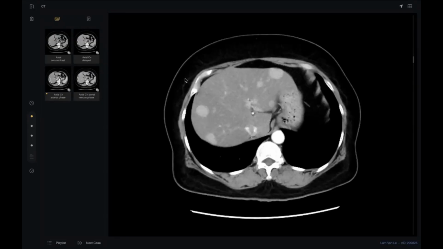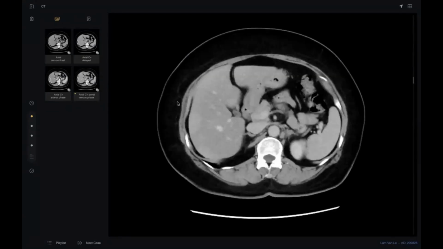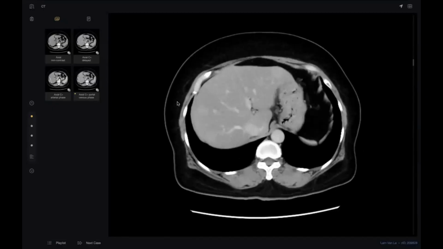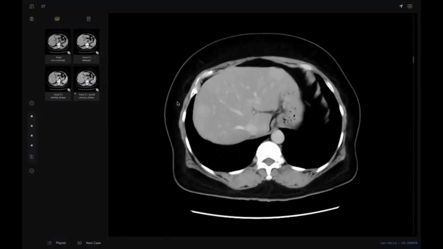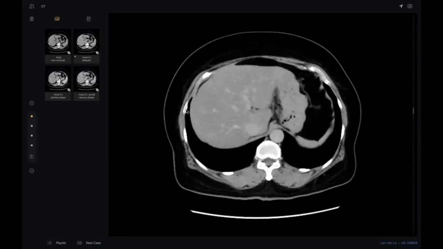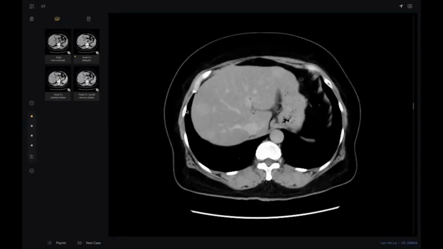This is the arterial. Did you finish this study? So let's see the venous. In the venous imaging, the lesions are not showing washout. The residual parenchyma is hyperdense, but the lesions are also hyperdense. Let's see the delayed imaging. In the delayed imaging, they have become isodense to the parenchyma.